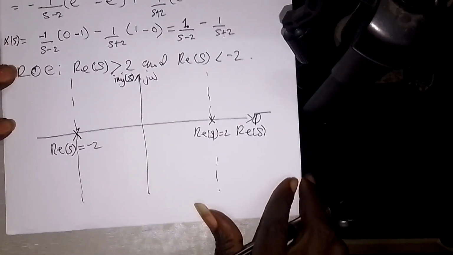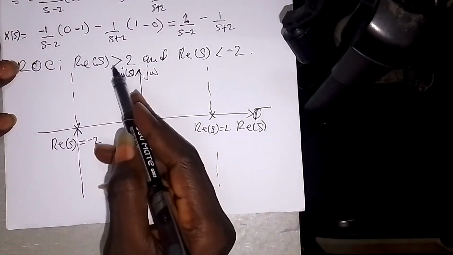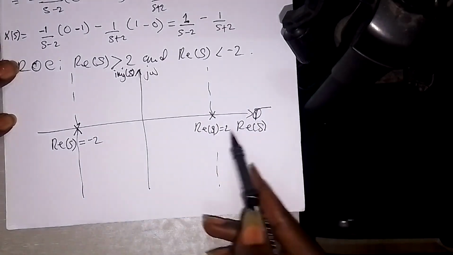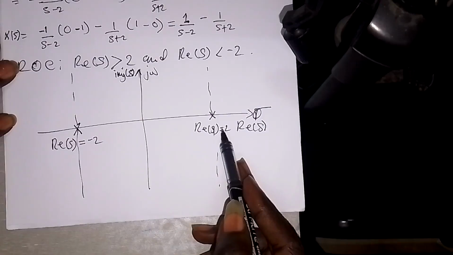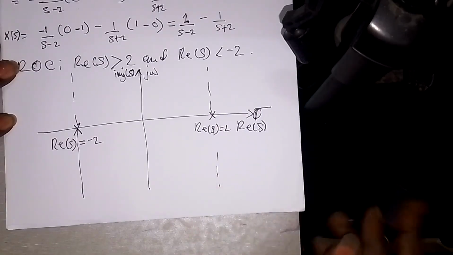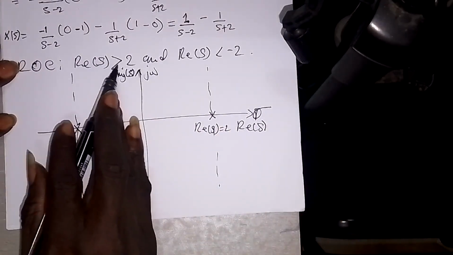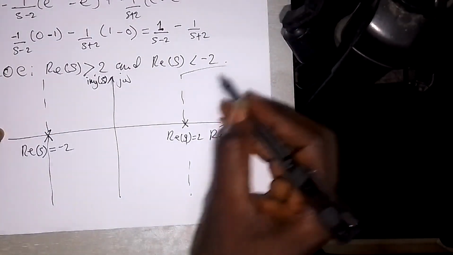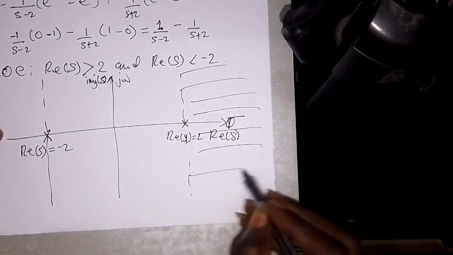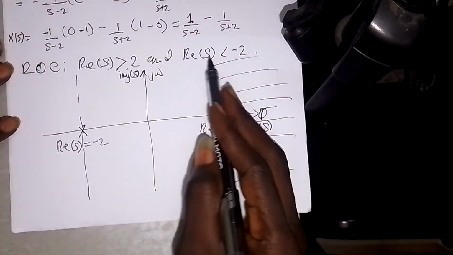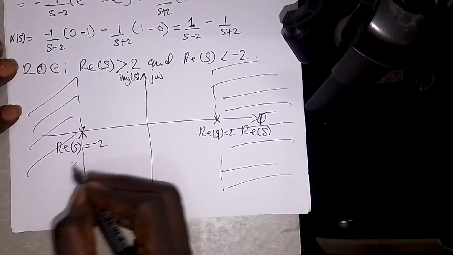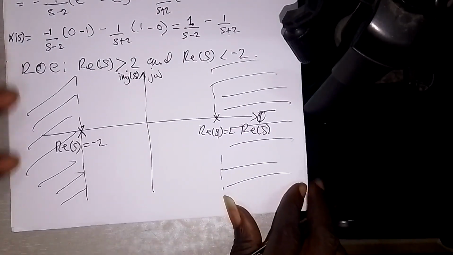Now, real of s for the positive 2 is greater than 2. If real of s is greater than 2, then that means my graph must go this way. And here, real of s is less than negative 2. If it's less than negative 2, then my graph must go this way. So now, what will be my final ROC?